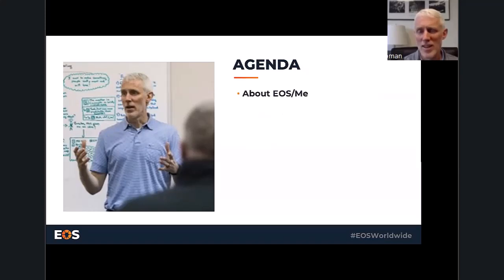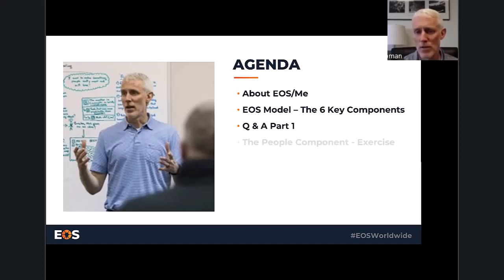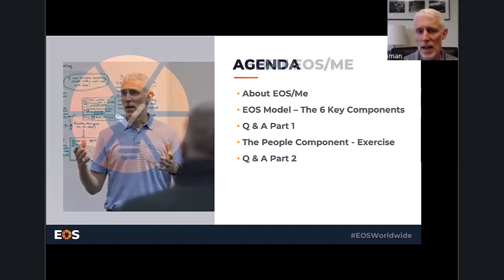With regard to the agenda, I'm going to do a very quick overview about EOS and a little background on myself, dive into the model itself, there are the 6 key components to that, and then we'll pause briefly there just to take any questions you may have about the model. We'll jump into the people component, so we're doing the deep dive there and doing an exercise with that. Again, we'll wrap that up with some Q&A and be done.